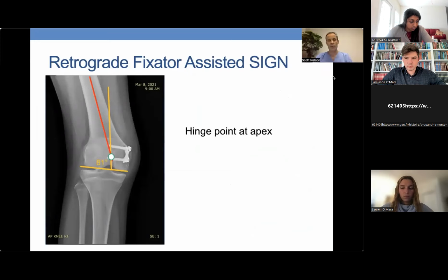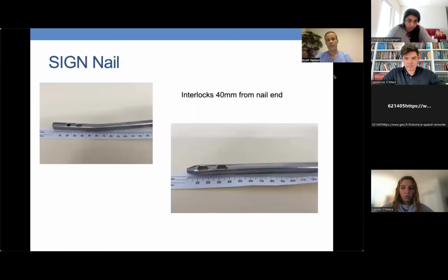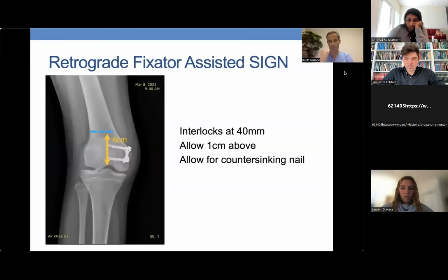So we have to think about what that is going to look like. We're going to take a little break for just a minute and look at our hardware, which helps us determine where we have to make the osteotomy. So this is the Sign nail. The interlock here and the interlock on the proximal end are just under 40 millimeters from the distal end of the nail. That's an important fact to keep in mind because you don't want to make your osteotomy too far away from that apex. You want it as close as you can to the apex, but we need to have good fixation.